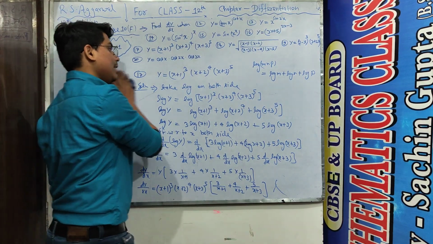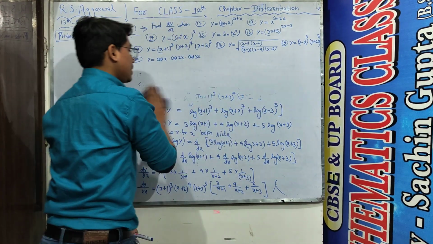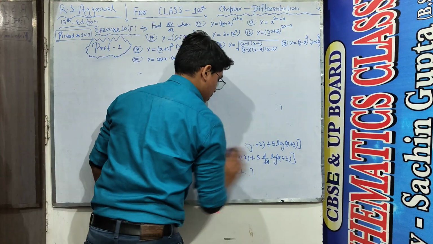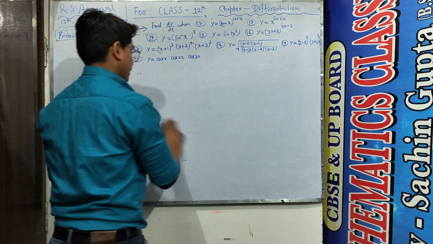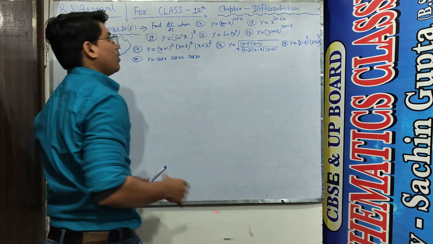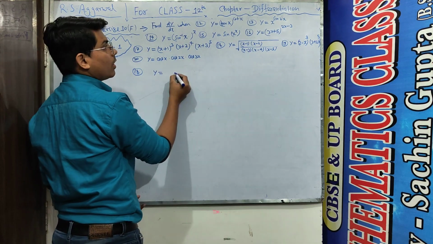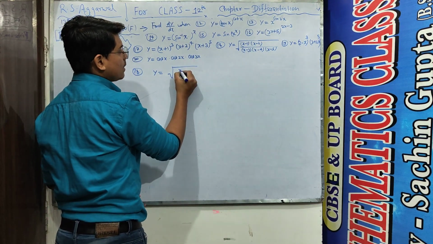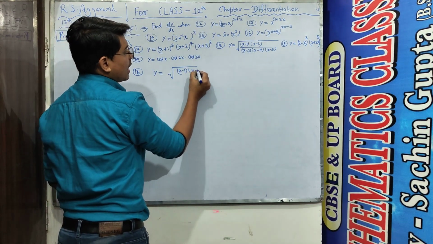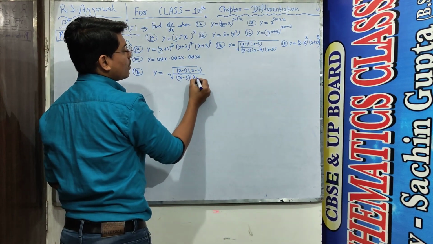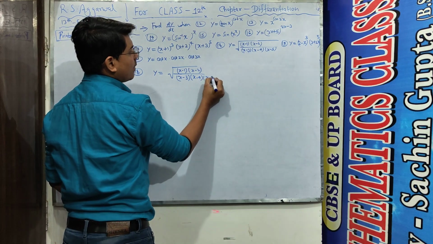Now I erase it and go to question number 18, student. Question number 18 is y is equal to under root of (x minus 1)(x minus 2) whole divided by (x minus 3)(x minus 4)(x minus 5).